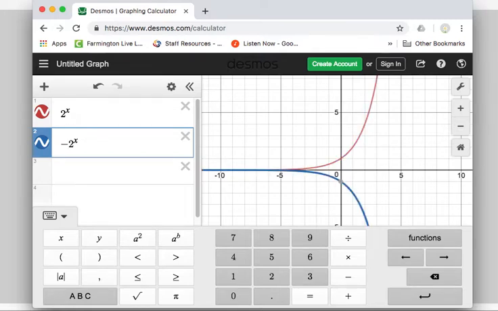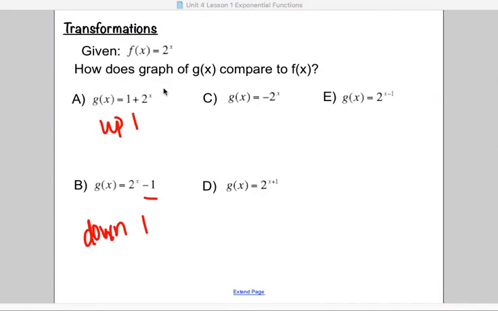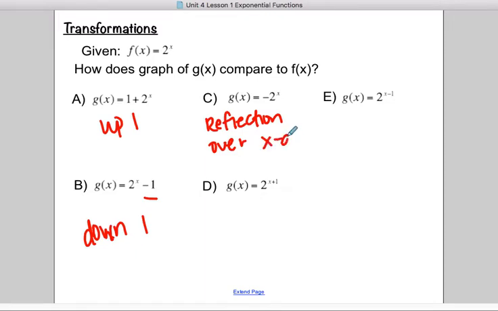What happened to that one? We went from the red function to the blue function, so we were flipped. But remember, in math, we're getting older. We're not going to try and use the word flipped anymore. We're going to use reflection. And which axis did we go across? The x-axis. So if you have a negative in the front, it's a reflection over the x-axis.